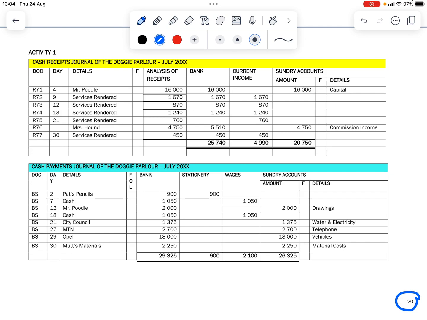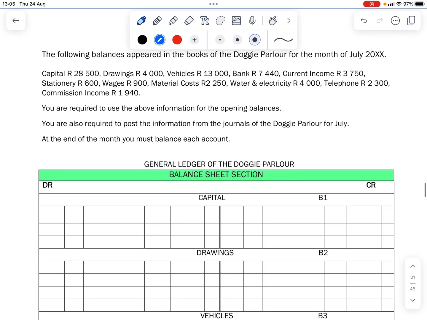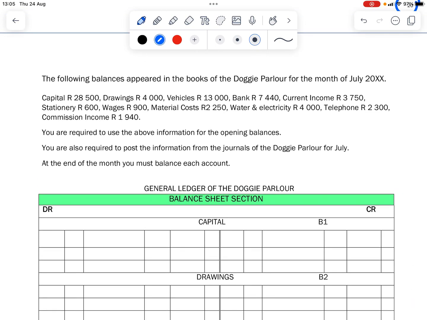We're going to start off first and foremost. The way you'd need to begin every general ledger is by entering in the opening balances. We are working with Doggy Parlour. That's the business we are working for. We are their bookkeepers and accountants. We are working for the month of July 2023, and they give us this information over here. They've told us that Capital has an opening balance of 28,500.